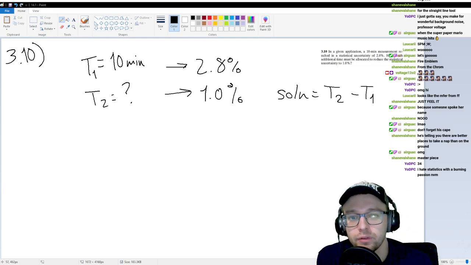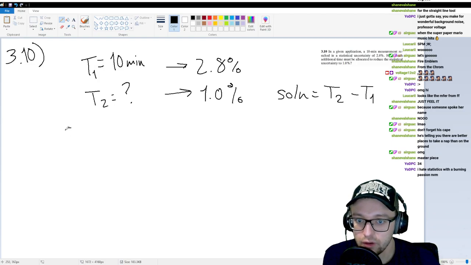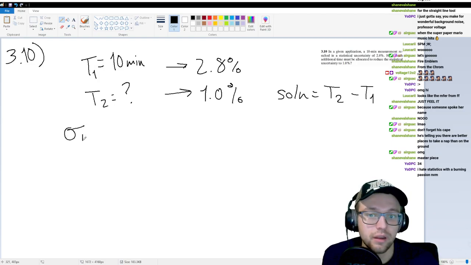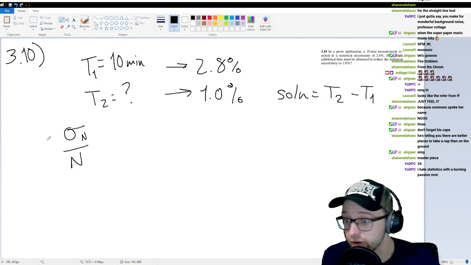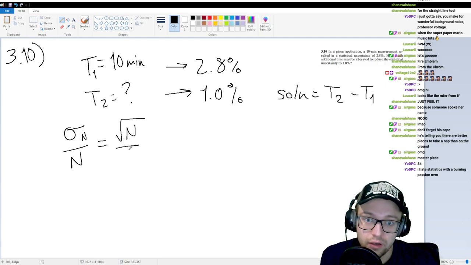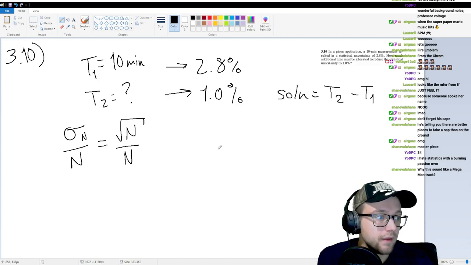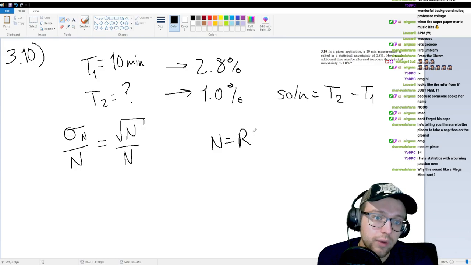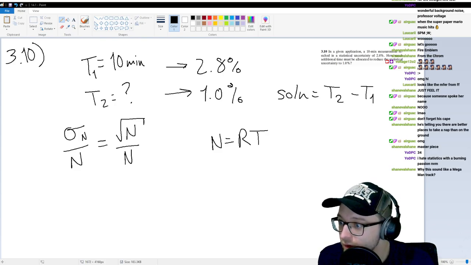Alright, well, let's think about this, right? So we have the counting statistics. So sigma n over n. This is the error in our... the variance? Excuse me, the standard deviation over the number of counts is the same as square root of n over n, right? And n is equal to the rate of the counts times the time. I can tell you what track this is. This is from F-Zero.